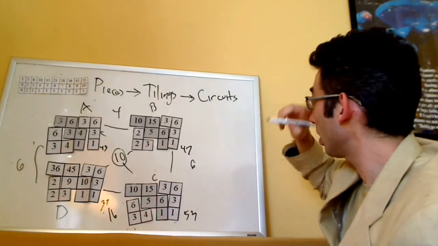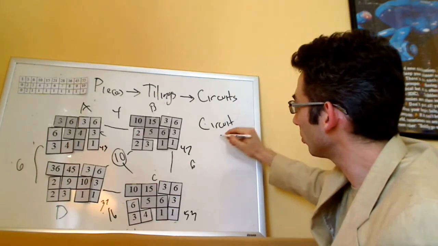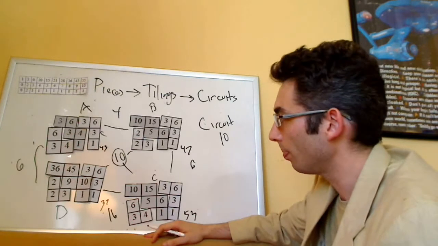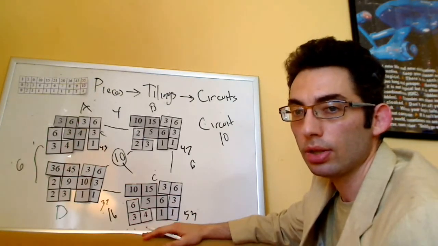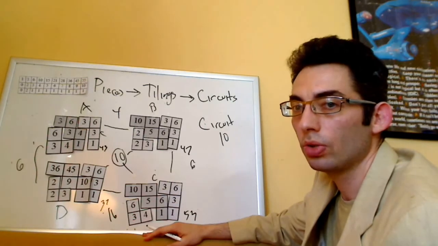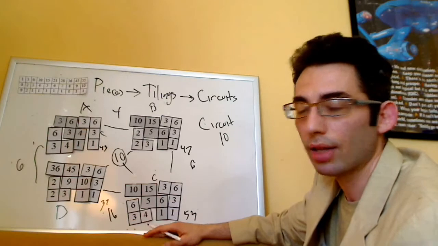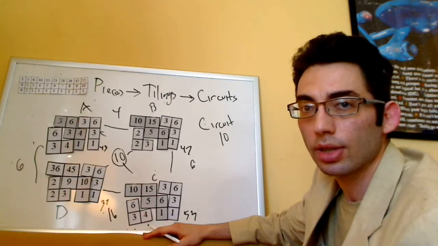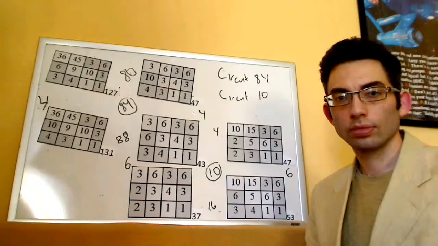This circuit, let's call this circuit 10. So that's called circuit 10. And now we're going to do something neat. We're going to combine the circuits together. Why not, right? Let's join circuits on where the tilings are the same. So let's do that now.